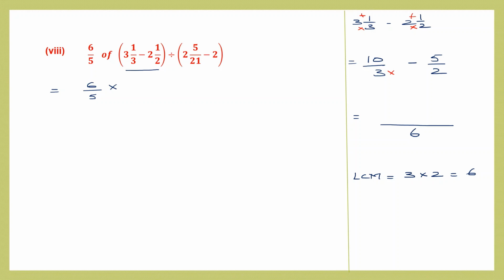Now 3 2s are 6. So let's multiply 10 by 2. 10 2s are 20 minus 2 into 3 is 6. So 5 3s are 15. 20 minus 15 is 5. So we have 5 by 6. So let's write that down here. So this becomes 5 by 6 divided by, now let's work out 2 5 by 21 minus 2.